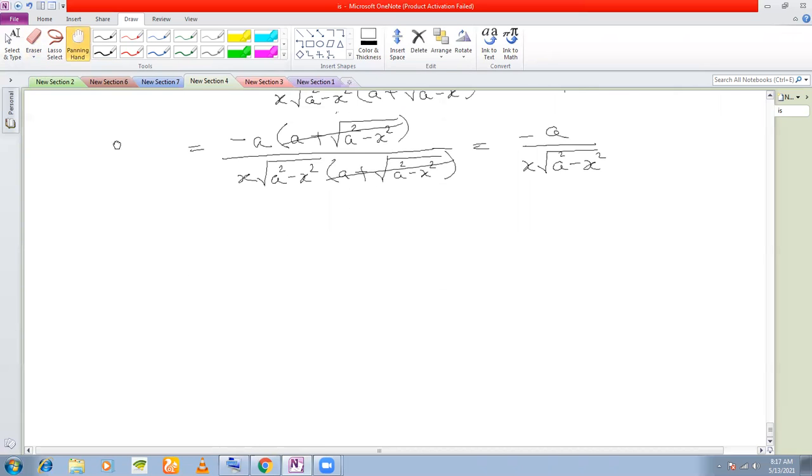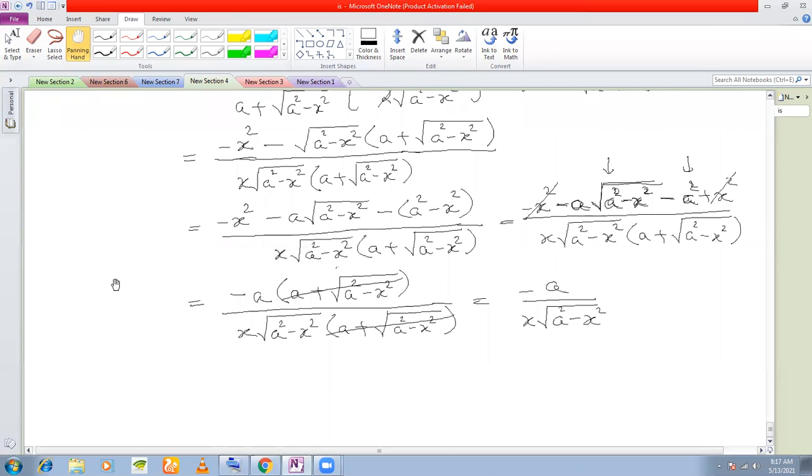Yes, exactly. After cancelling out minus x square and plus x square, you take your a common, and you'll be left with this only. So that now they'll get cancelled.